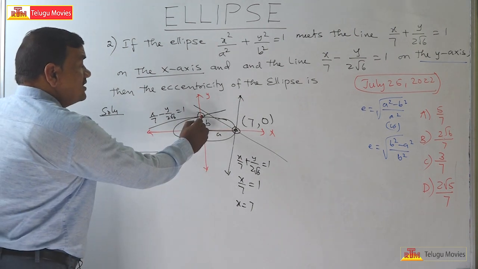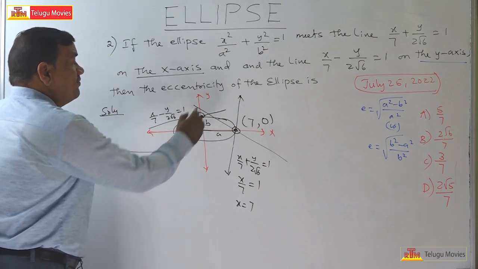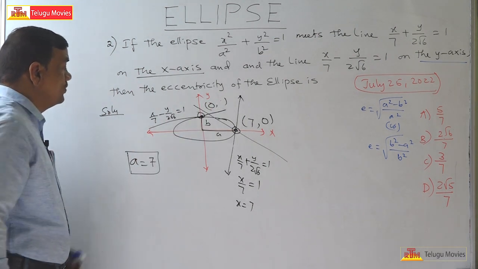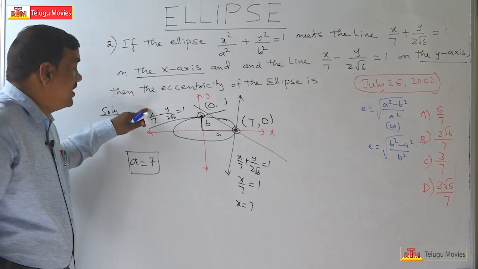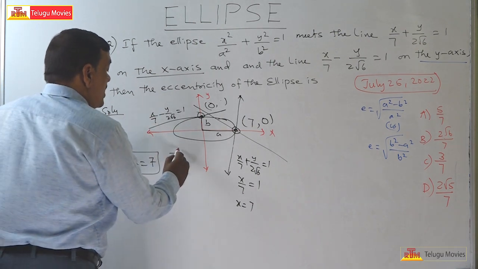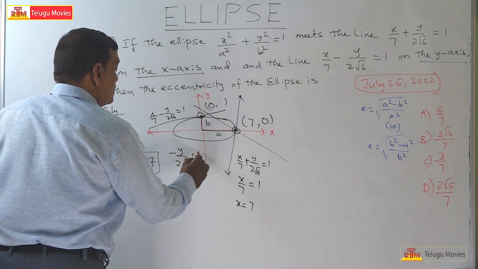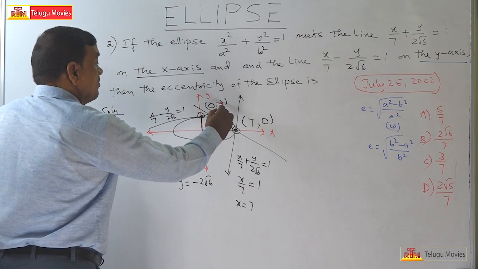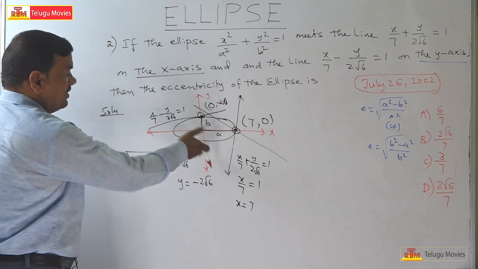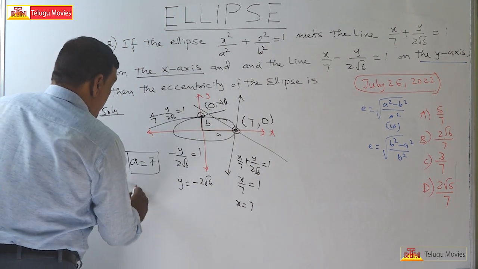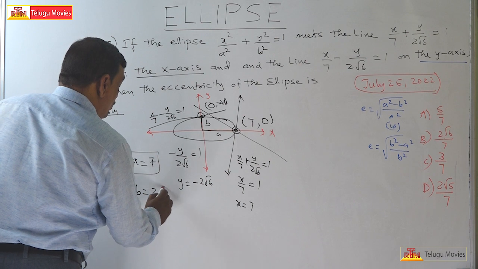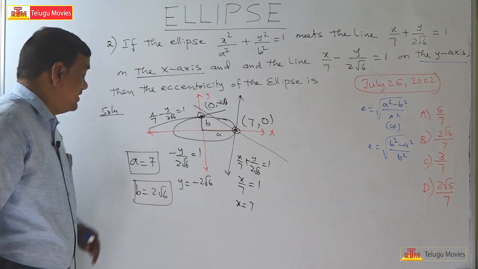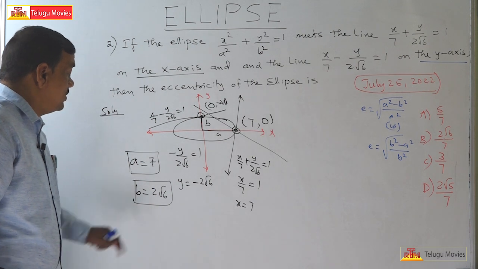Then how to get this point on the y-axis? For this, the x coordinate is 0. So, substitute x = 0 here: 0 minus y/(2√6) = 1, therefore y = −2√6. I am not drawing it exactly, maybe it will come down. So, your b value is 2√6, only the positive quantity. So, the x-intercept is 7, the y-intercept is 2√6.